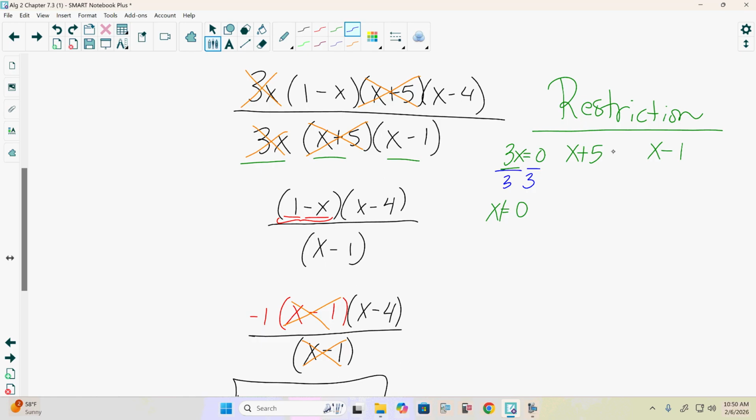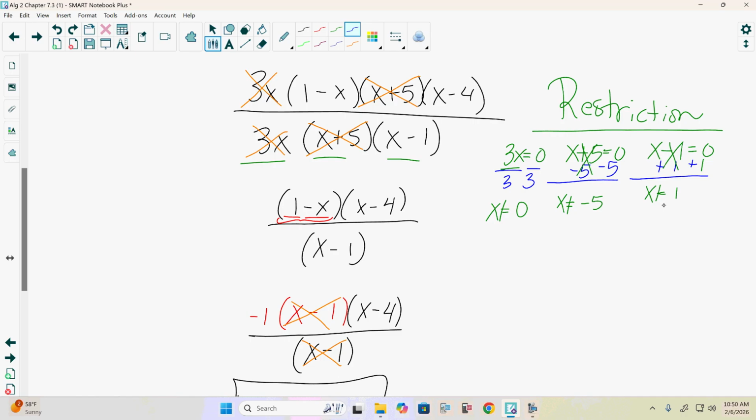With our x plus 5, again, we just set it equal to 0. Solve for x. Here we would subtract 5 from both sides, telling us that if x is equal to negative 5, it would cause a division by 0, so x cannot be negative 5. And lastly, with x minus 1, we would add 1, telling us if x is equal to positive 1, we'd have a division by 0. X cannot be 1.